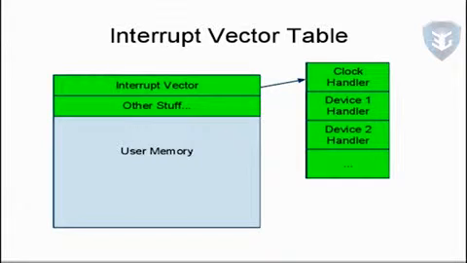So the interrupt vector is always mapped into the user part of memory. It's always available at all times so that the kernel can look up interrupt information whenever necessary.